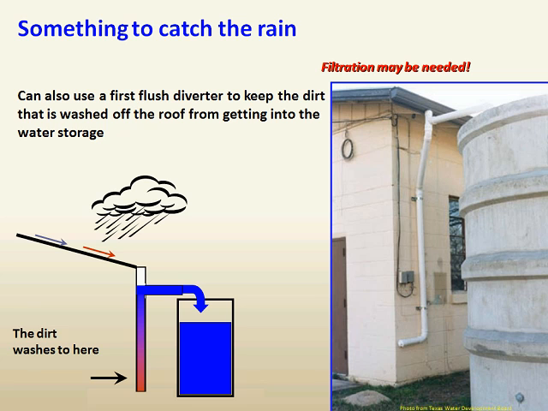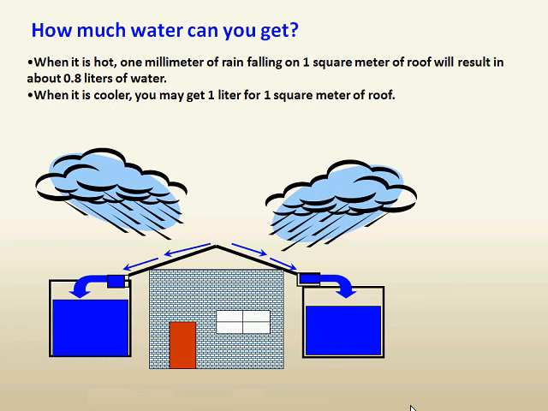Cleaner water is then put into the tank. Filtration is probably still going to be needed. How much water can you get? Here's an example that John Fripp gave me. It talked about when 1 millimeter of rain falling on 1 square meter of a roof will result in about 0.8 liters of water. That's when it's hot. When it's cooler, you can get 1 liter per 1 square meter of roof.